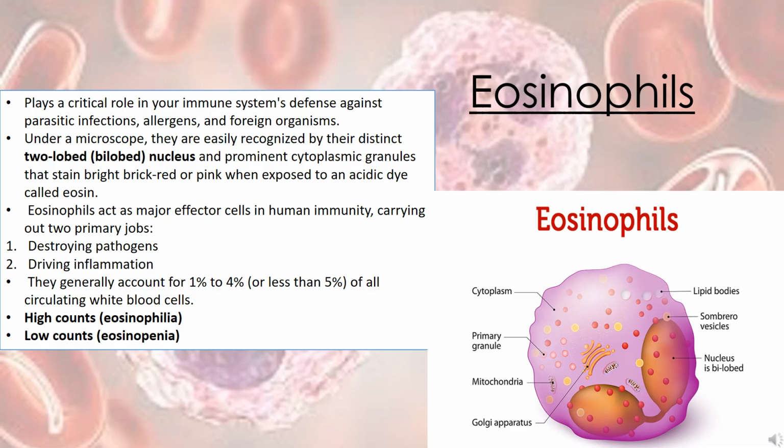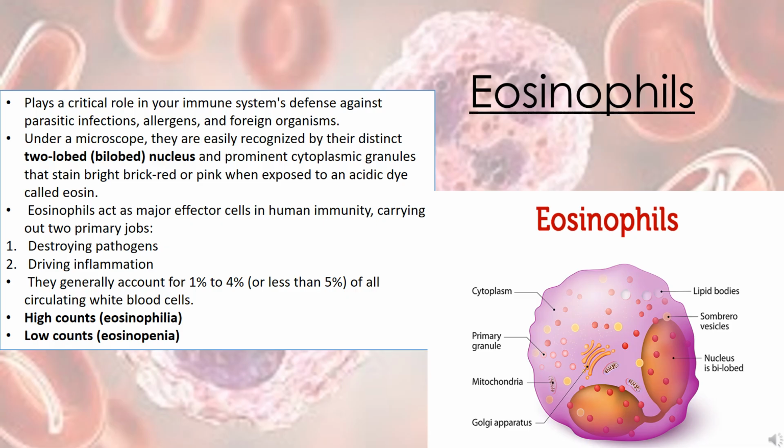Under a microscope, they are easily recognized by their distinct two-lobed, bilobed, nucleus and prominent cytoplasmic granules that stain bright brick red or pink when exposed to an acidic dye called eosin. Eosinophils act as major effector cells in human immunity, carrying out 2 primary jobs. Destroying pathogens: they target and kill large, multicellular foreign substances, particularly parasites and parasitic worms, like hookworms or tapeworms, by swarming them and releasing destructive enzymes directly from their granules.